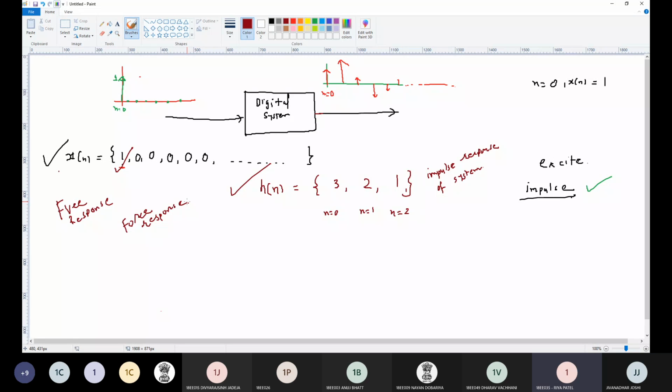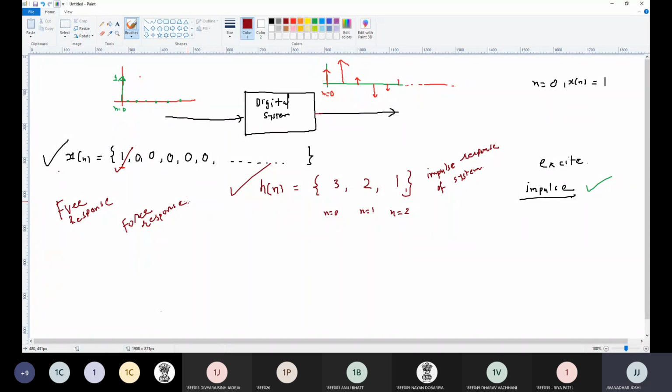When input is applied, we are noting down the output of the system. That's called forced response. You are forcing something at the input. That's why it is called forced response. What about the free response? The output which is available to us even when the input is zero. Yes, even when input is zero, but available because of the storage inside the system. Storage inside the system, right?